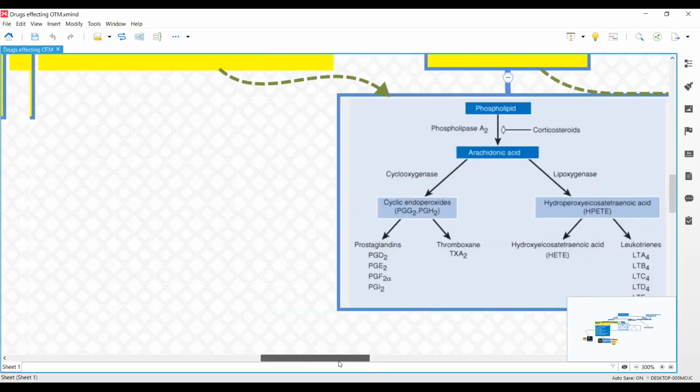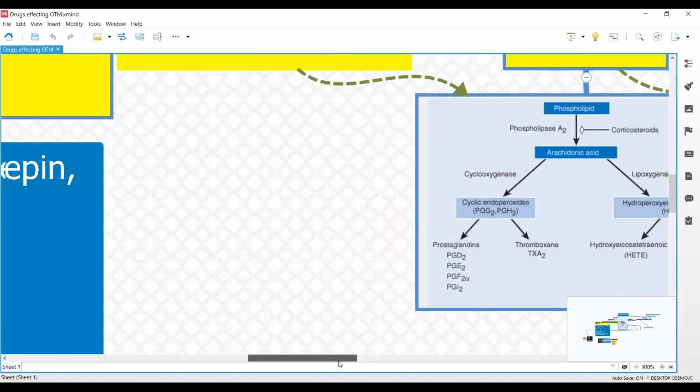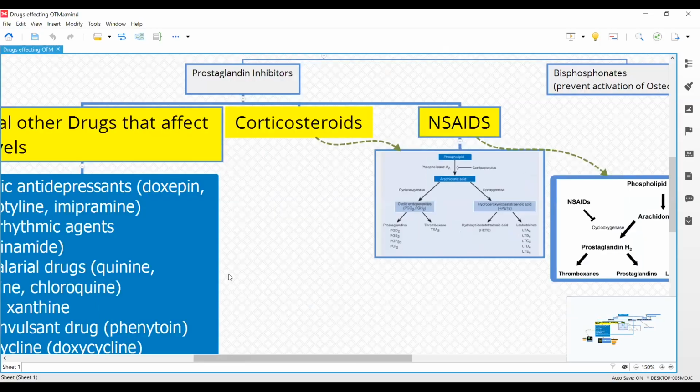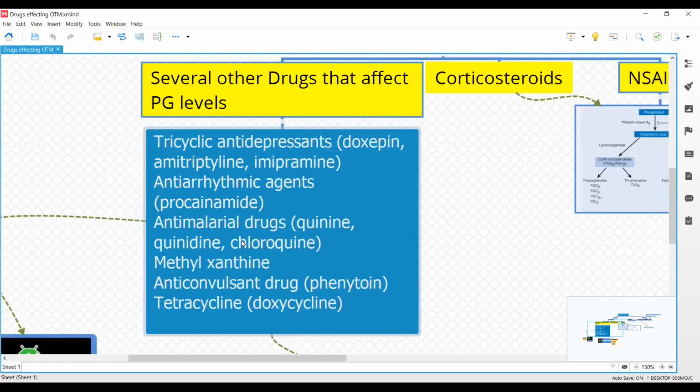presentable results. Now move on to the third category, the third class of drugs which can decrease orthodontic tooth movement. In this category, you have tricyclic antidepressants, antimalarials, antiarrhythmic drugs, methylxanthines, anticonvulsant drugs, and tetracycline. You might be confused about how to memorize this. Let's dive into the mnemonics of these drugs.